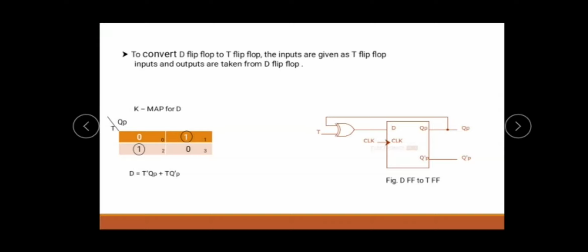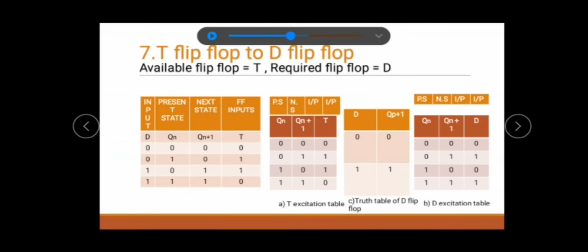Last step to construct, we need to construct the circuit diagram of the available D flip-flop. We simply modify this diagram as per the Boolean expressions, as shown in the T flip-flop to D flip-flop.